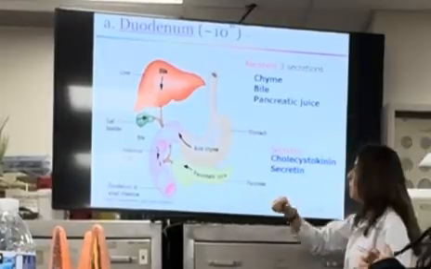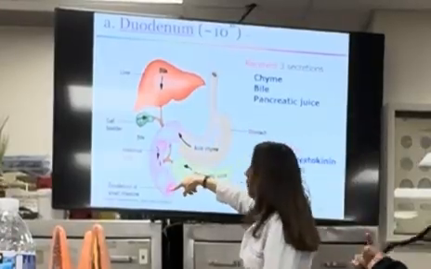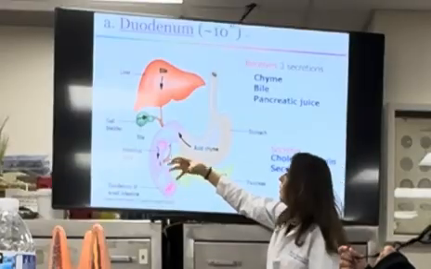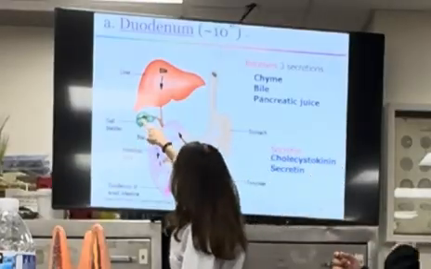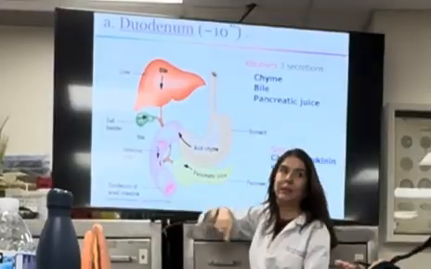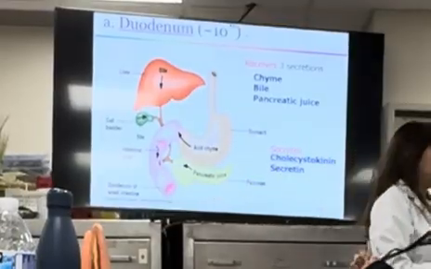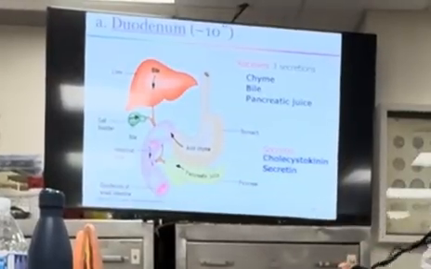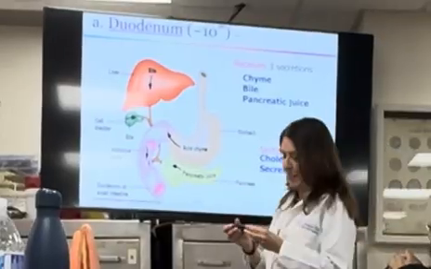So let's say, for example, that you have lots of fat here in the duodenum. Cholecystokinin causes contraction of the gallbladder so that bile is released to help emulsify fats. Does that make sense? Alright?